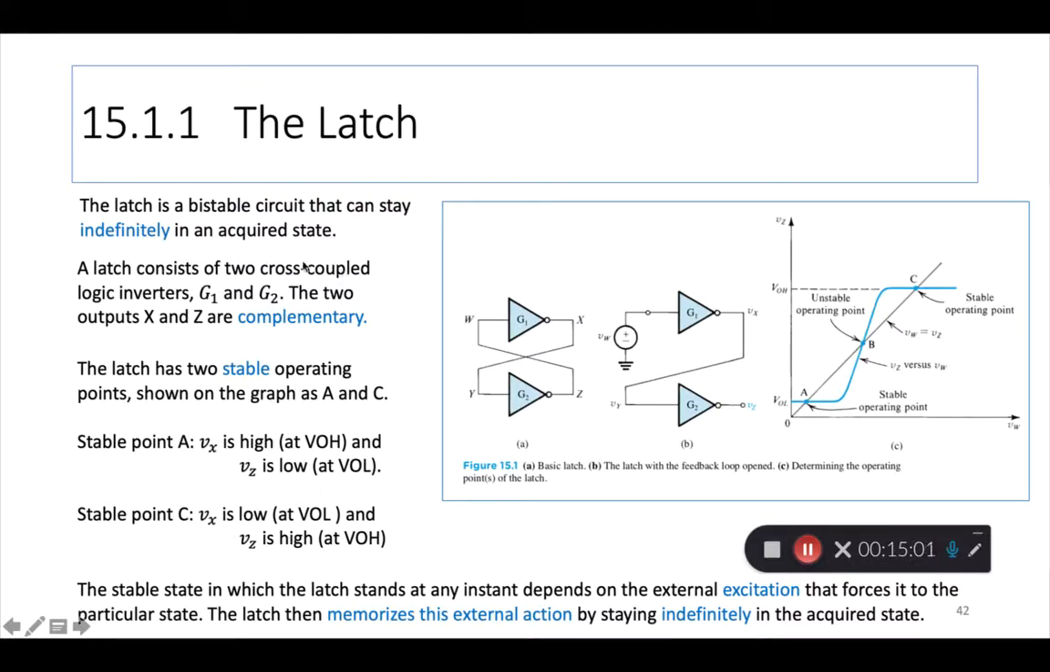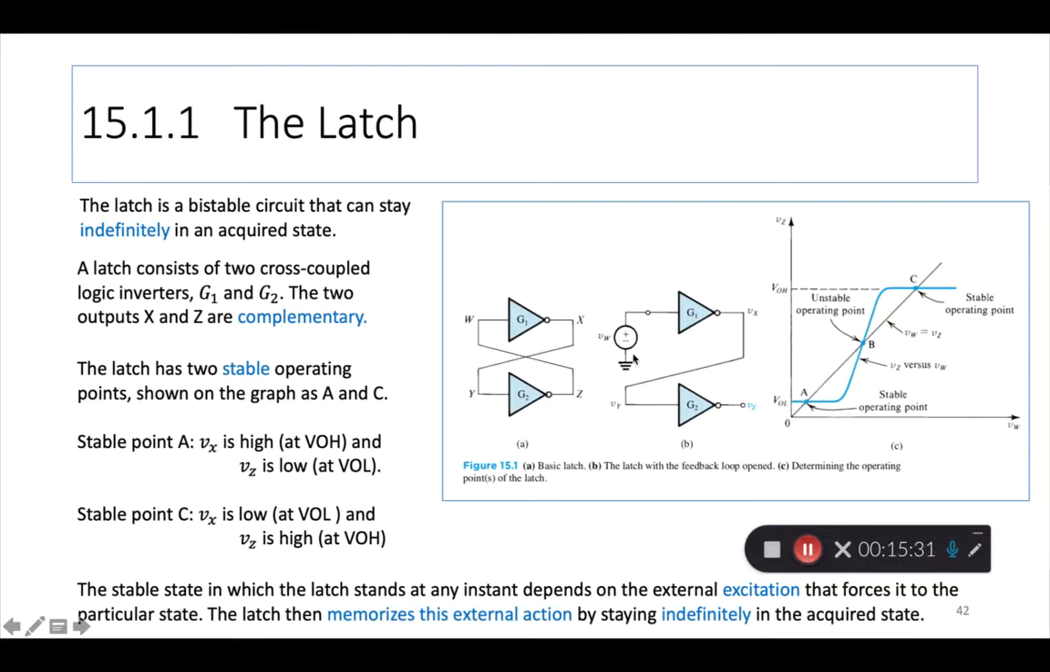So a latch consists of two cross-coupled logic inverters, G1 and G2. The two outputs X and Z are complementary. So what that means is when X is high, Z is low. Similarly, when X is low, Z is high. So they are opposite of each other. Now the latch has two stable operating points.